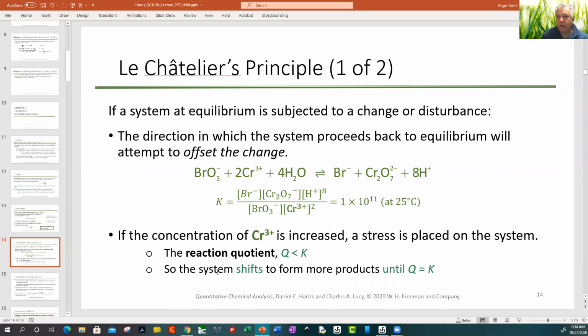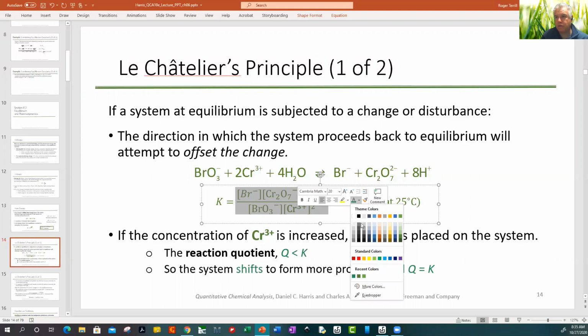And so this stress that you place in the system, the system will deviate from equilibrium, and it will reassume equilibrium by reacting further, by making more products, right? So the system will shift to form more products until Q equals K. So Q here is just this thing. Whatever these values happen to be, it's called the reaction quotient. Q is this, right?